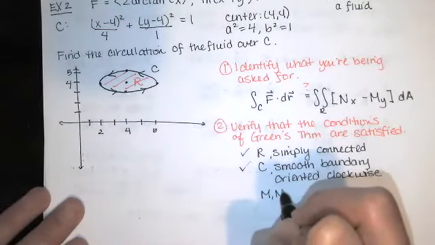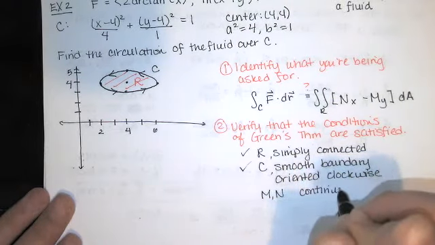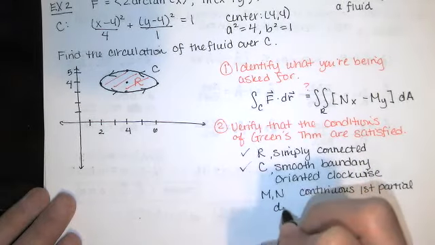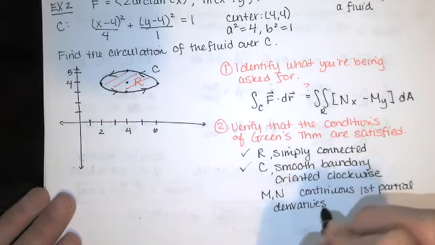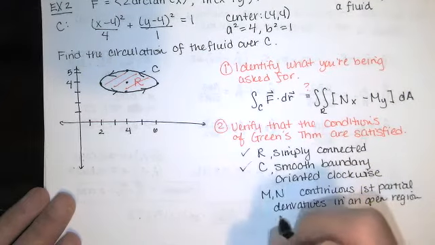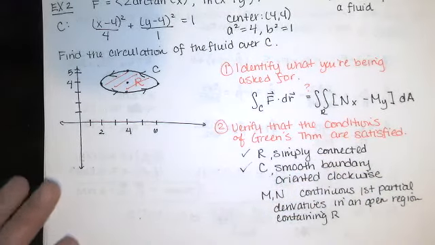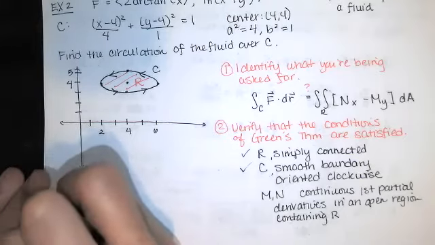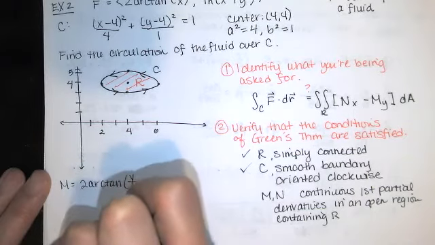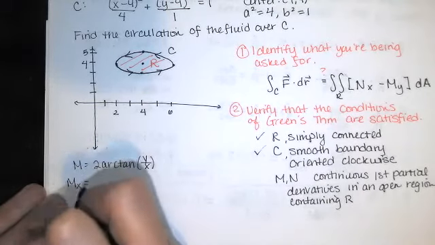My field has to have component functions M and N that have continuous first partials, or continuous first partial derivatives, in an open region containing R. Okay, so M is this function. Let's find its first partials with respect to x and y.